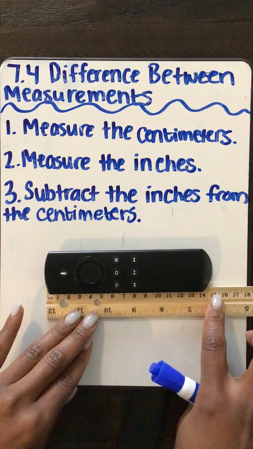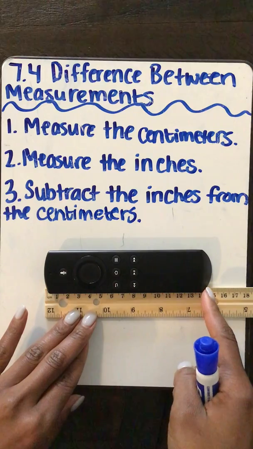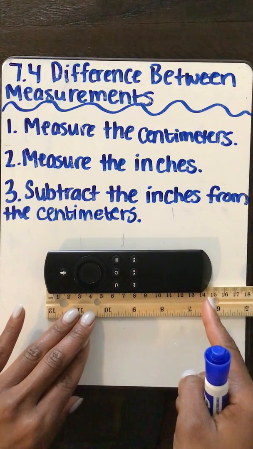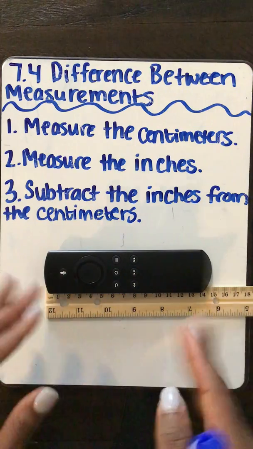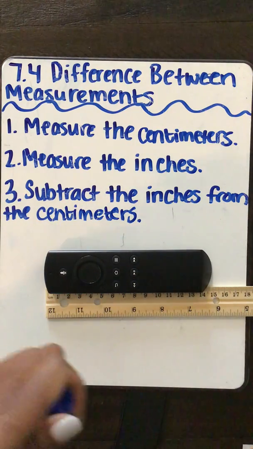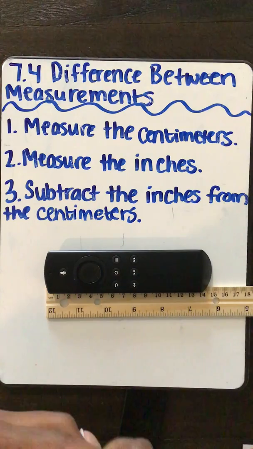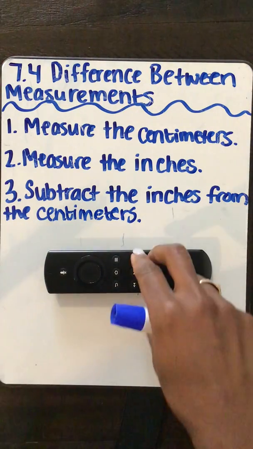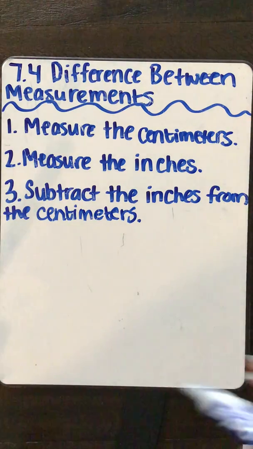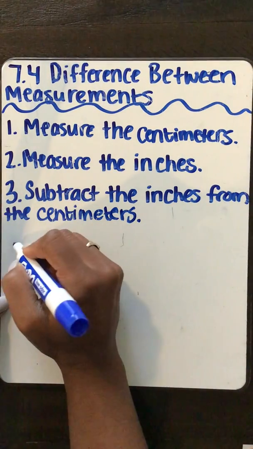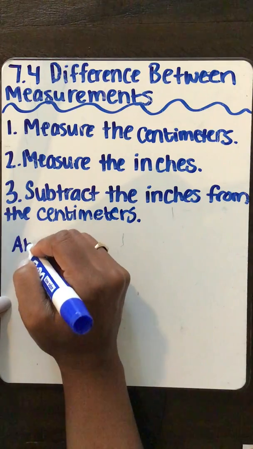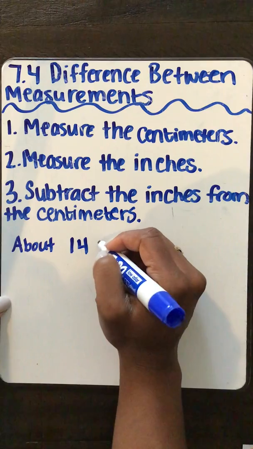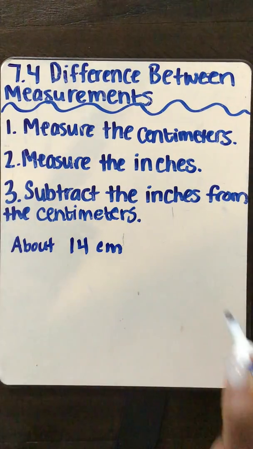I'm just going to round it up to about 15 centimeters because that's what I think it's closest to. 15 centimeters or 14. I'm going to go with 15 because it's a little bit longer than the 14. So then I'll write down about 14 centimeters, and I'm going to write cm.